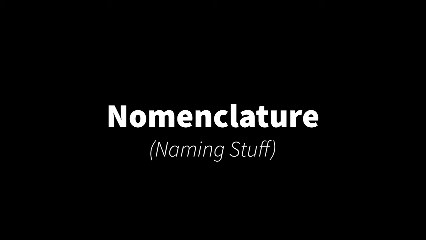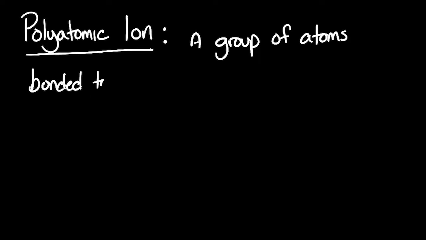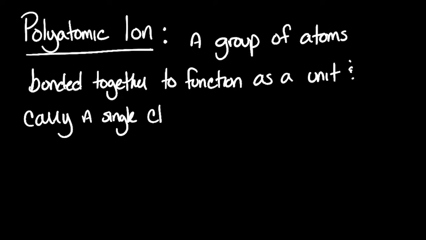Nomenclature is, of course, a fancy word that just means naming stuff. In this video, we're going to learn how to name an ionic compound containing a polyatomic ion. A polyatomic ion is a group of atoms bonded together that function as a single unit. And as the name suggests, these are ions and they have a charge. So the whole group of atoms that are bonded together carries a single charge.